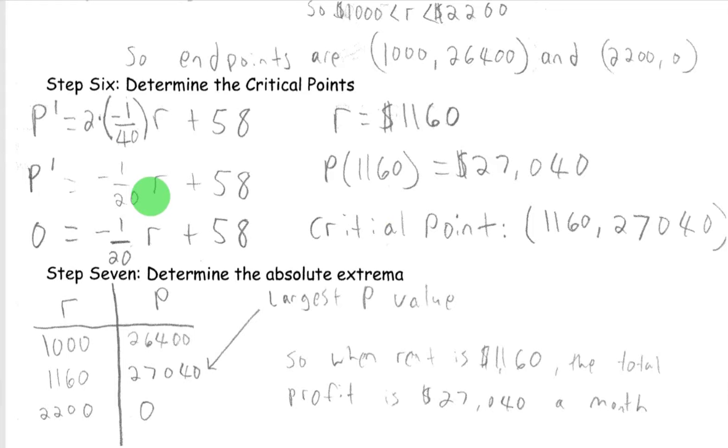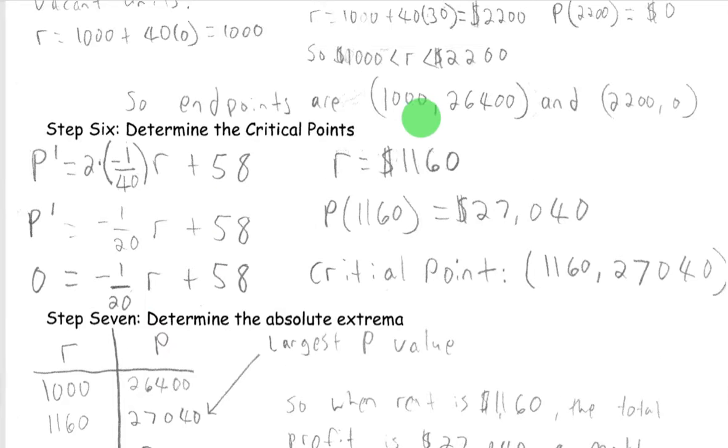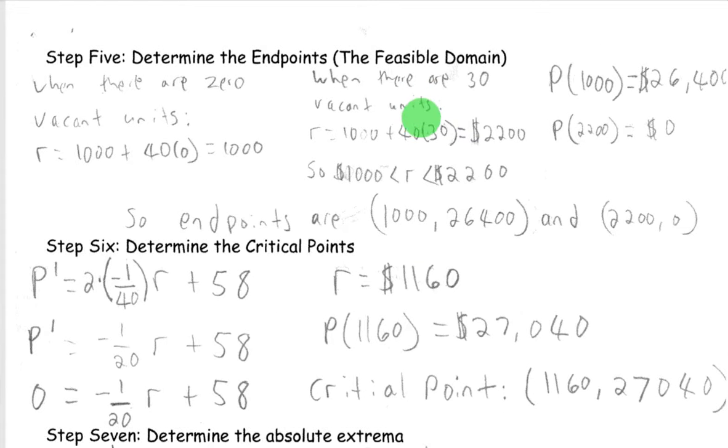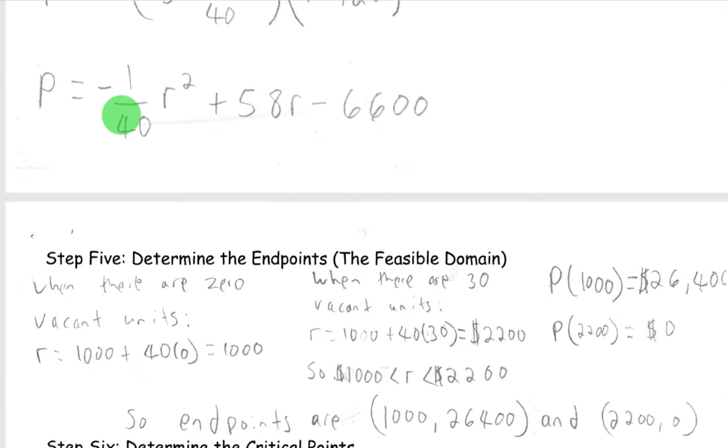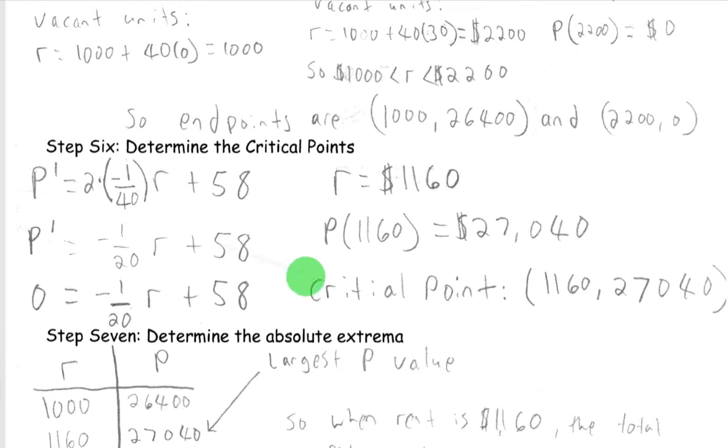Okay, so we're going to set that equal to 0 to figure out the critical values. All you have to do actually is subtract 58 and then multiply by negative 20 to get 1,160. So that is a critical value. We are going to plug 1,160 back into the original. And again, I don't have room to show that, but if you plug 1,160 back in for r, you'll get a monthly profit of $27,040.